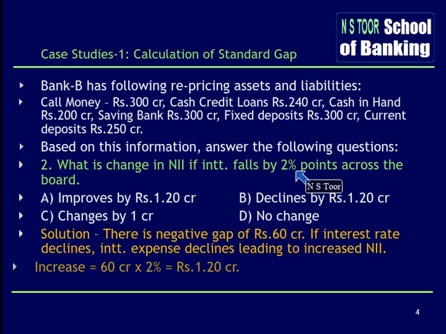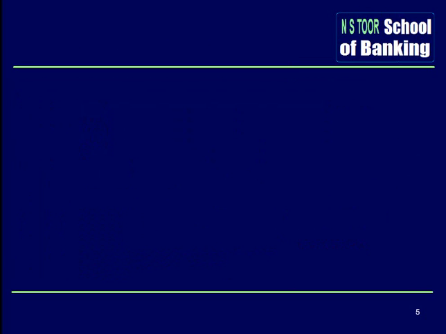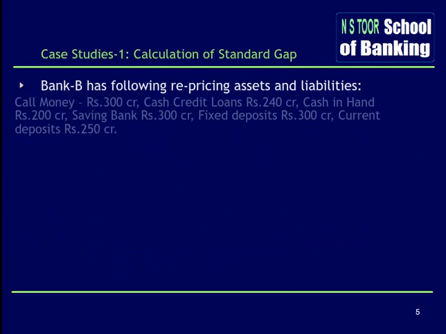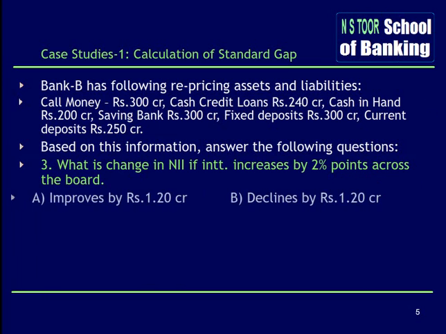So to what extent it will increase the net interest income? So increase will be 60 crore, that is gap, into 2%, that is 1.20 crores. So net interest margin, it will improve by 1.20 crores. Let us now see next question. So with the same information, here what is change in net interest income if interest increases by 2% points? So there is increase in interest rate across the board. So these are our options, the same options.